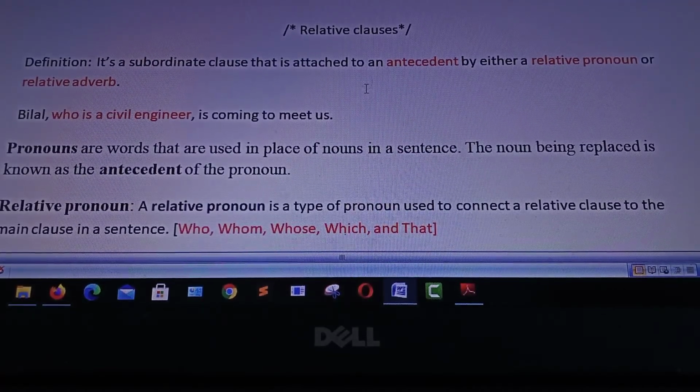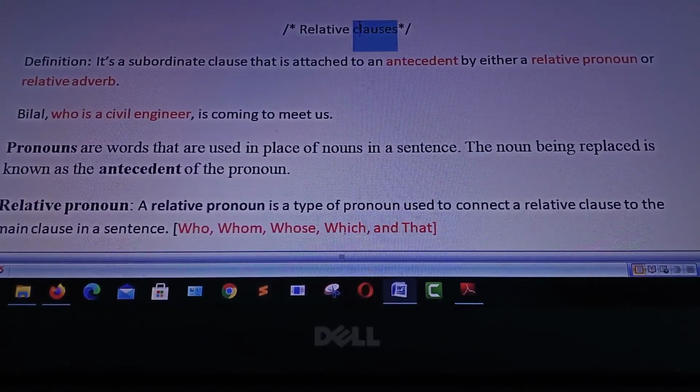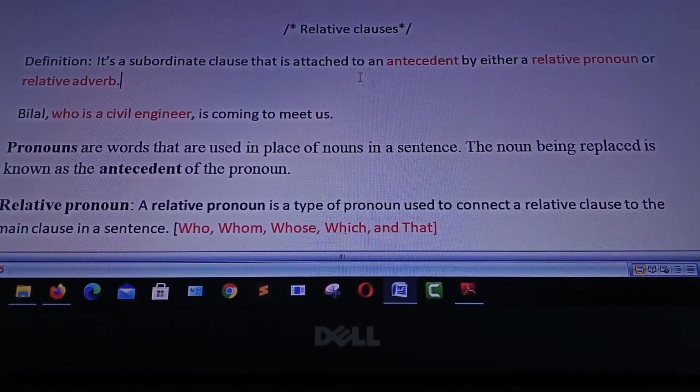This lesson is a very important one because after this lesson we are going to learn about reduction of relative clauses. In this lesson we are going to learn about relative clauses. This one is a subordinate clause, so we are going to learn about its connectors. First thing is about its connectors.